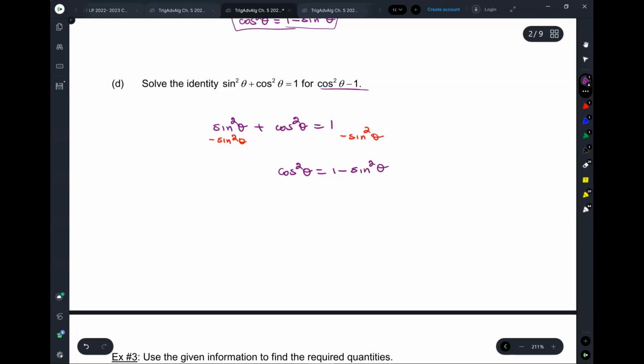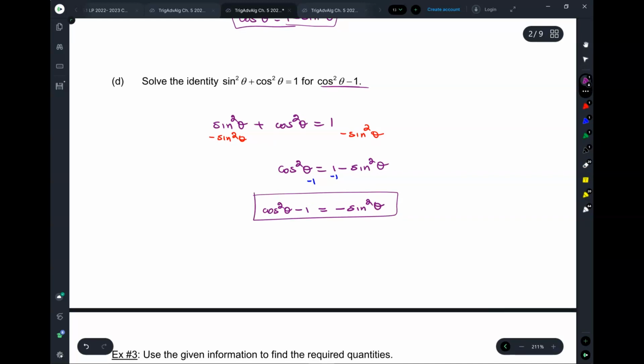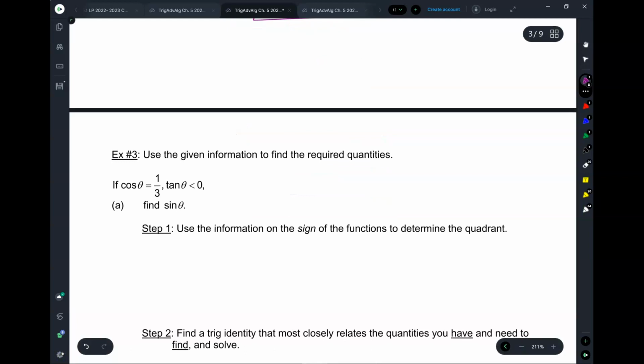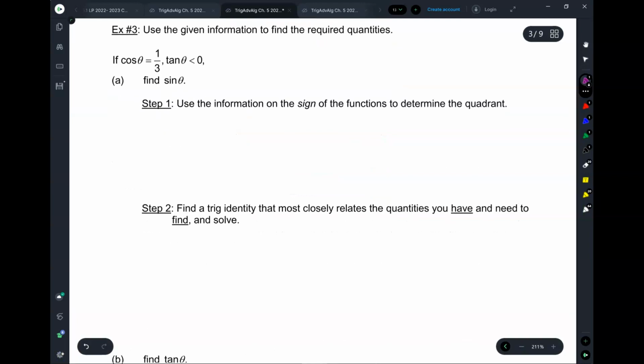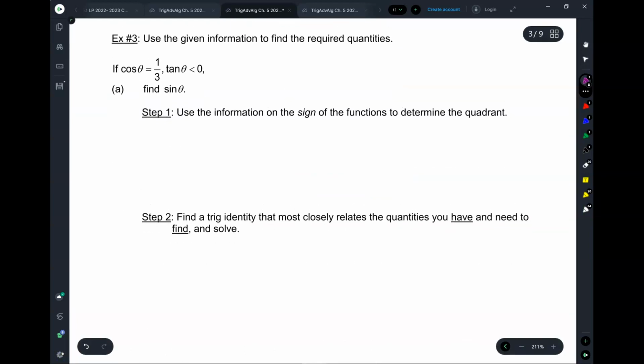Is that what I need? No, I need cosine squared minus 1. So how about if I subtract the 1 from both sides? Now I get cosine squared theta minus 1 is negative sine squared theta. Okay? So that's how I solved for that one. Okay. So take a look at what we've got here, right? It's a multiple step process.